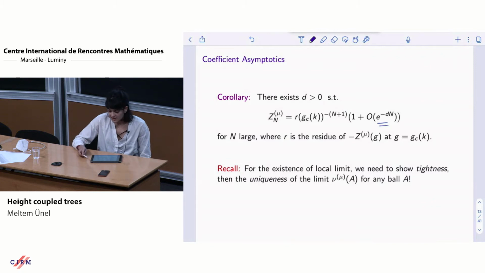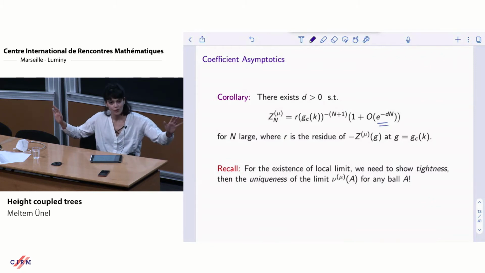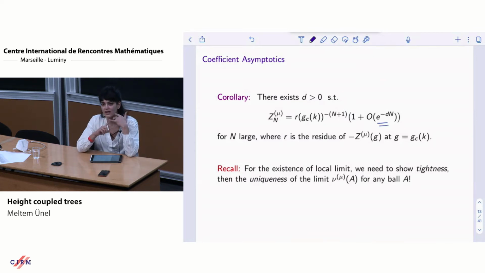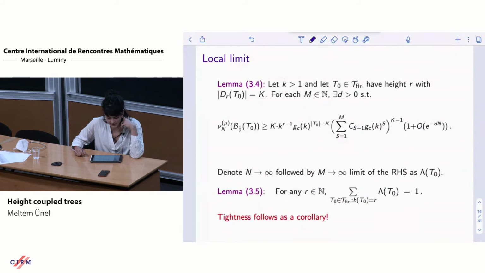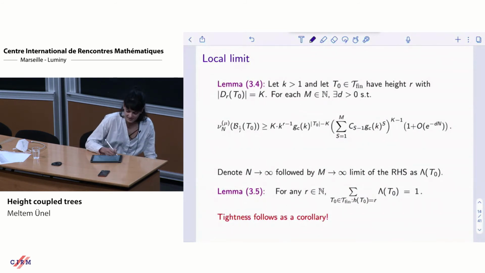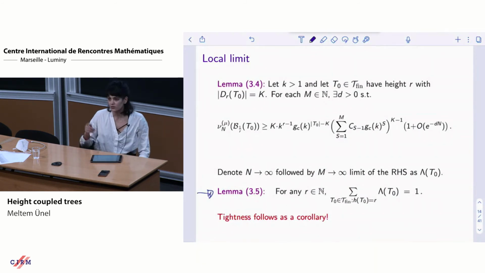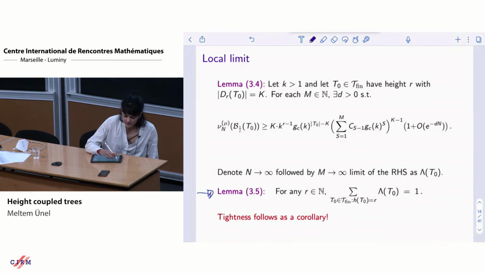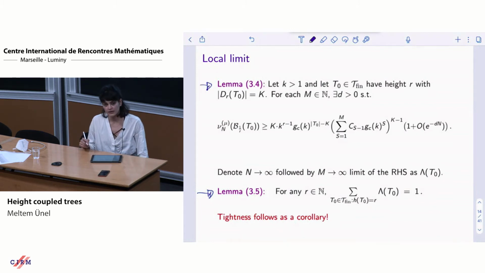Okay, so let's recall, now that I have the asymptotic form of my coefficients, what I needed to do. The algorithm said I need to show tightness, and for tightness I need the asymptotic behavior of these coefficients, and after tightness I need to show the uniqueness of the limit. And this lemma, together with the lemma here, the numbers refer, by the way, to the numbers in the preprint. If one wants to check, I want to add them. Once I have these two lemmas, tightness follows as a corollary in the following way.